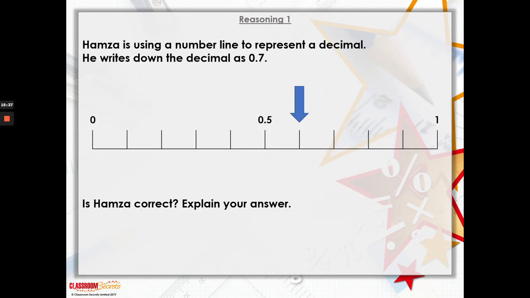So now we're moving on to the reasoning and the problem solving. See if you can work these out. Hamza is using a number line to represent a decimal. He writes down the decimal as 0.7, so he thinks 0.7 goes right there. Is Hamza correct? And explain your answer. You do have to explain why he's either right or wrong. So pause the video and tell me, is Hamza correct or incorrect, and why? Off you go.